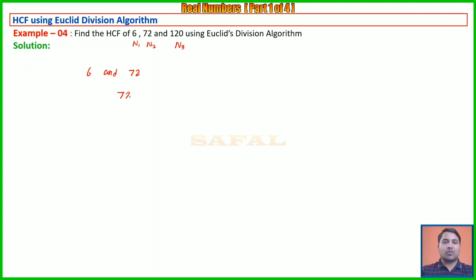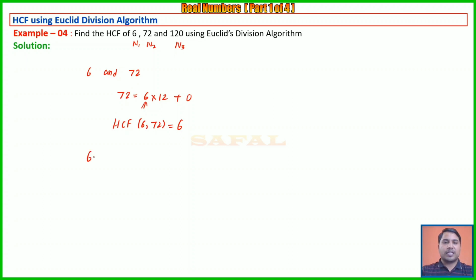So 72 is 6 into 12 plus what? 0. So I can see that my remainder is becoming 0 here. So whatever my divisor is there, which is 6, that is only going to be my what? HCF. So that means HCF of 6 and 72 is what? 6. Then whatever HCF you get, that you take with the third number.